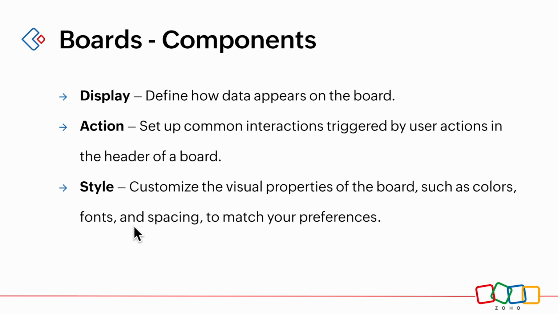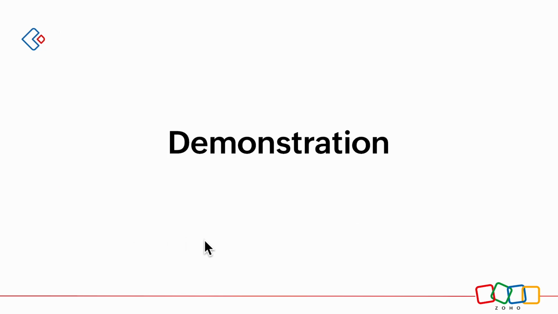There are three main components in boards: display, action, and style. Display will show how data should appear on the board, whereas action will show whether the user can open a form, a report, or redirect to some URL; all will be shown here. In the style, you can change the background color, change the font alignment, everything can be done. I will show in detail in the demonstration how these components work for a board. Let me go to the demo.